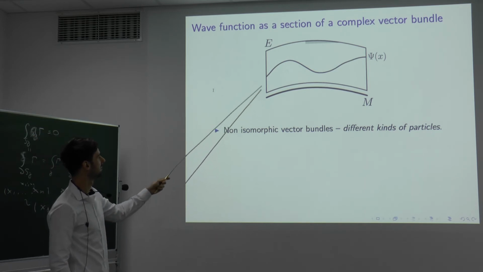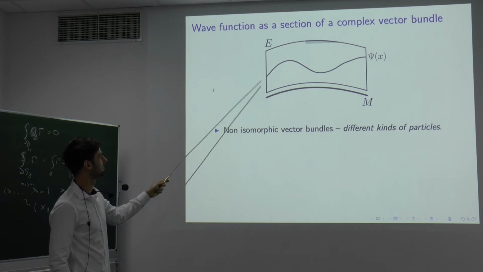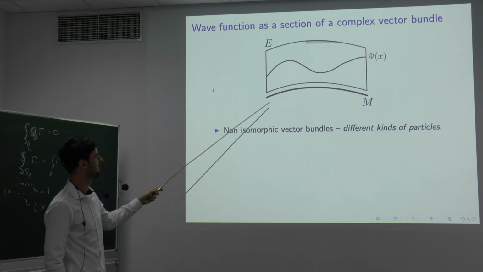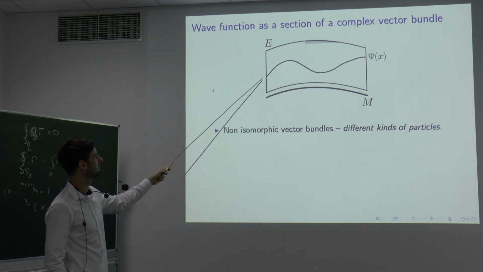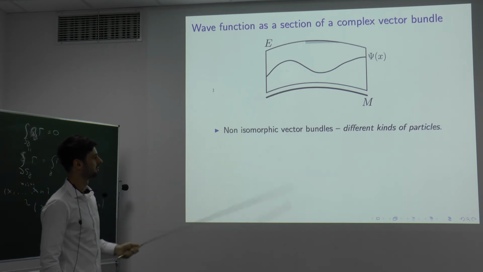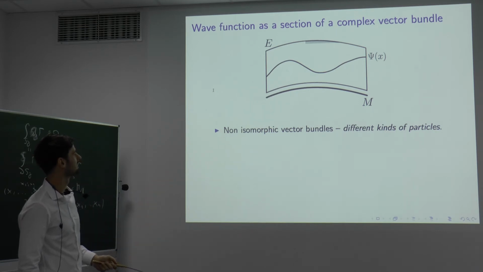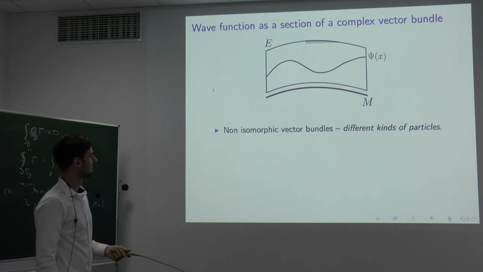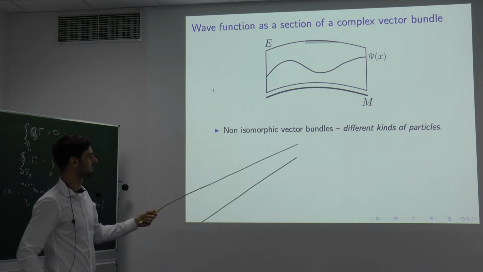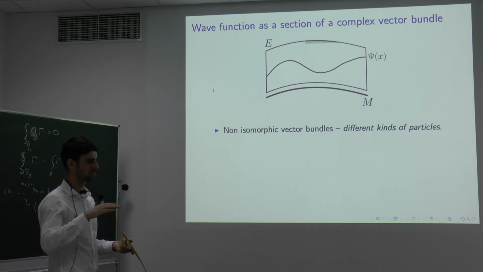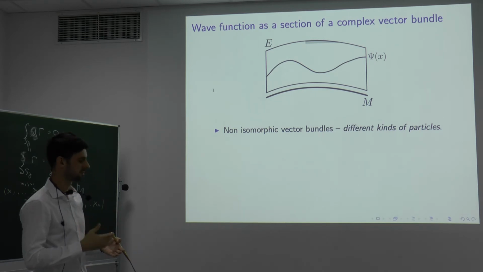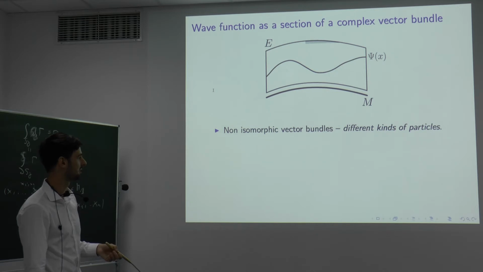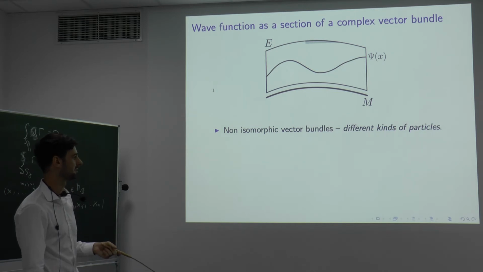So we view a wave function as a section of some vector bundle over this topologically non-trivial space, because it means assigning a complex number to each point of this space. So we can view it as a section of a complex vector bundle. And if we classify non-isomorphic vector bundles, they correspond to classes of wave functions that cannot be transformed into each other in a continuous way. So this is what we would like to call topologically different kinds of wave functions or of particles.